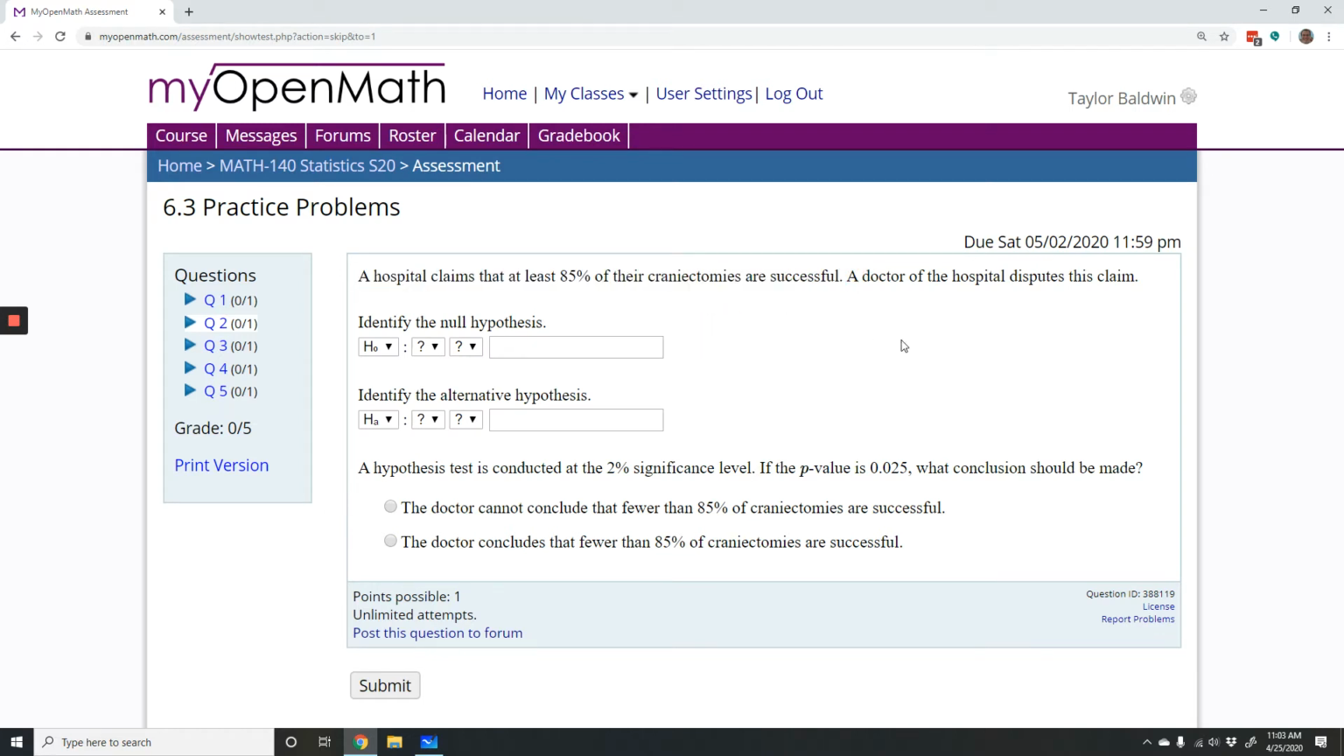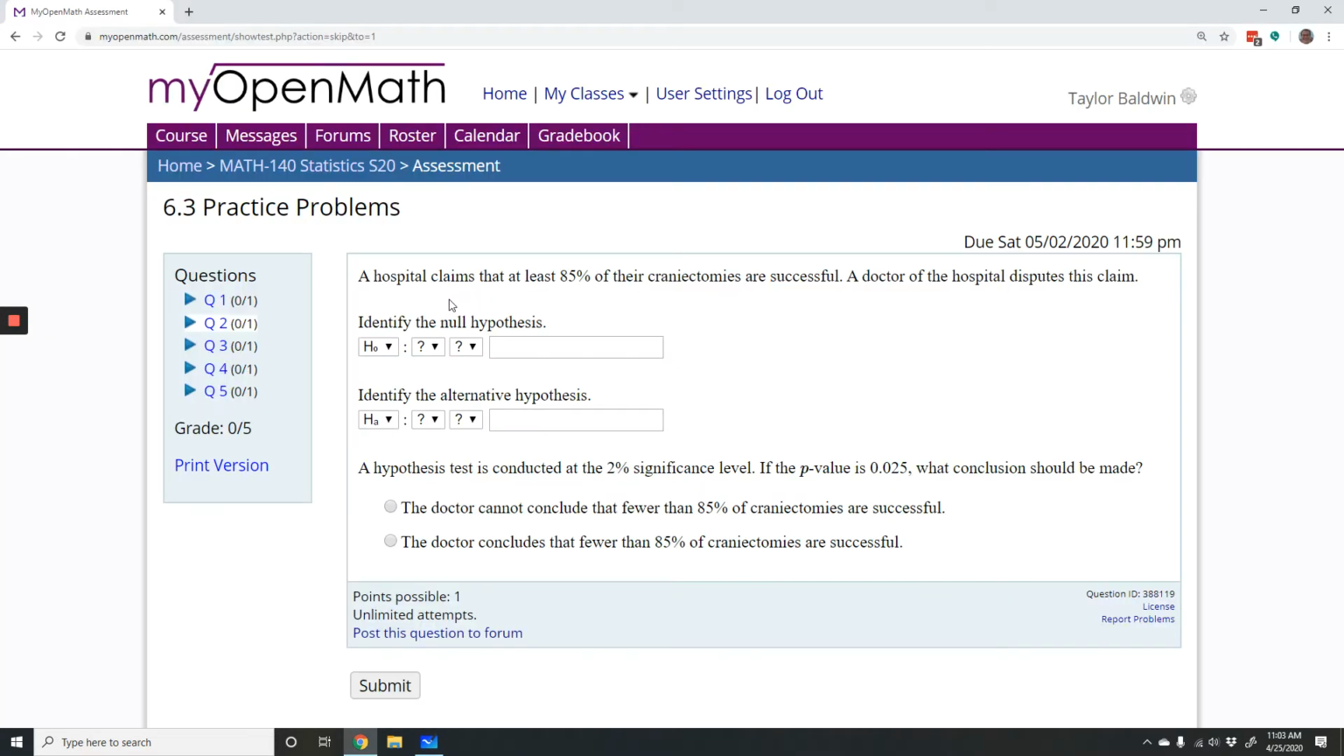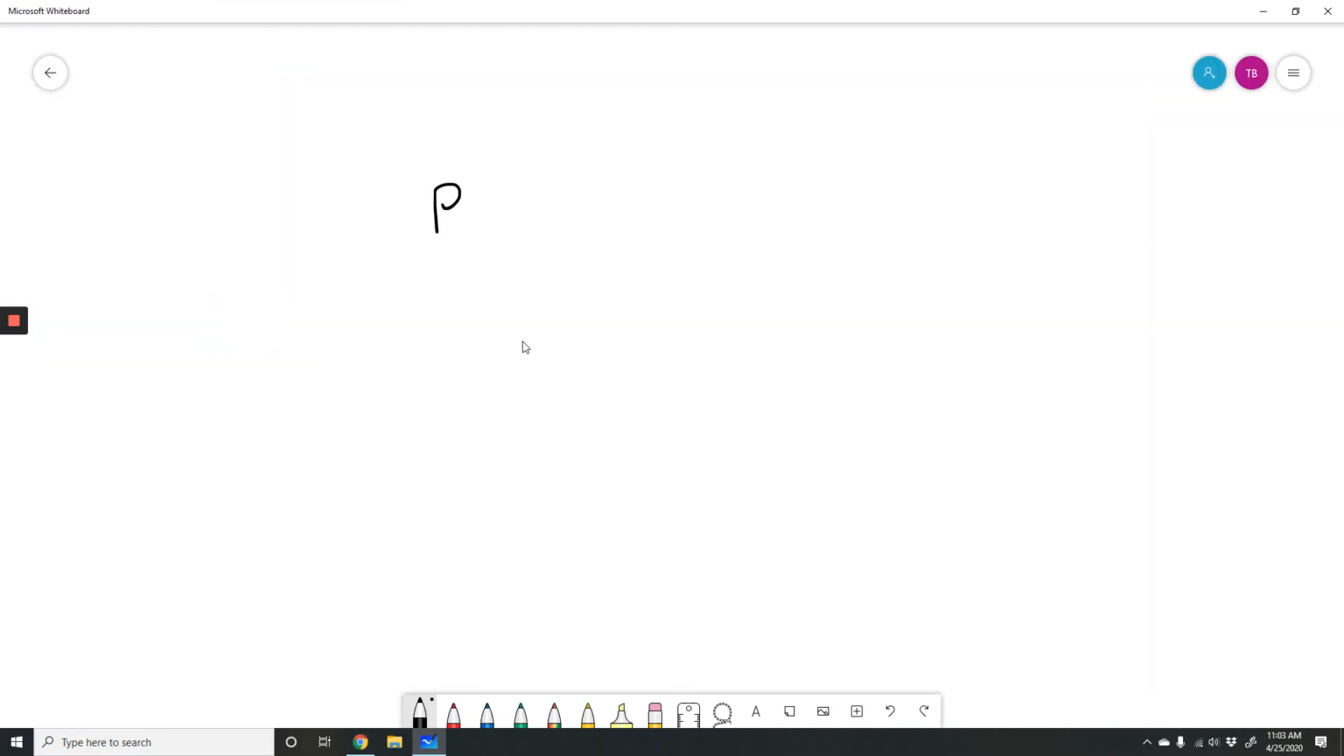Okay, so let's first translate this statement into words. The hospital claims that at least 85% of their craniectomies are successful. So in this case, we're talking about the proportion of craniectomies that are successful, right? P. And the hospital claims that at least 85% of their craniectomies are successful. So 85, of course, is 0.85. Now, how would we symbolize at least? Well, at least is symbolized by greater than or equal to, right?